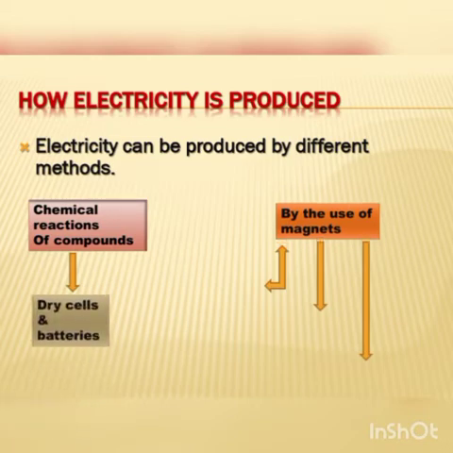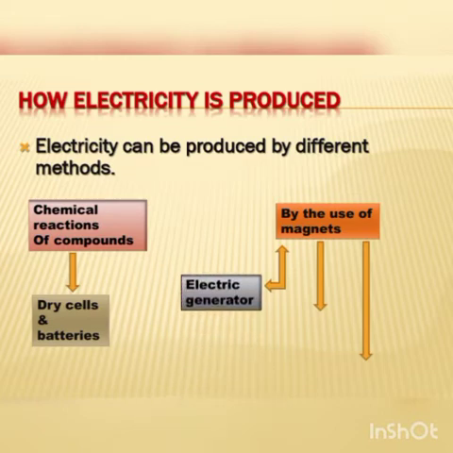If we see the first one, in dry cells and batteries, chemical reactions of the compound occur and can produce electricity. And if we see the second method, by the use of magnets, this method is used in the electric generator. In the electric generator, a coil moves within the opposite poles of the magnets by a mechanical force, due to which electricity can be produced, and that electricity can be shown by an external circuit.